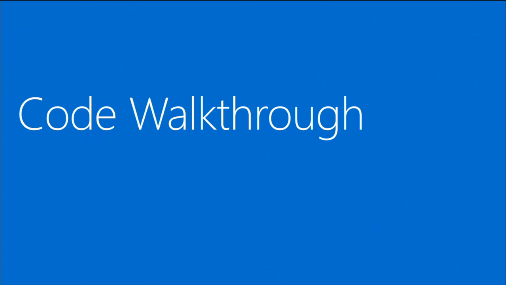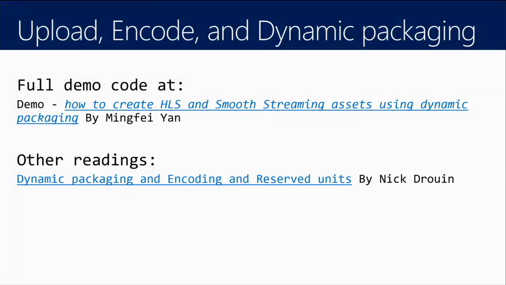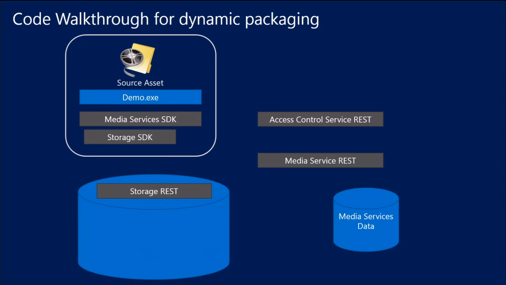Let's do a code walkthrough before I open Visual Studio, because there's going to be a lot of code. I publish my code demo on the blog as well, so you can check it out later. For the code demo, we are going to upload a video from the desktop, encode it, and package it to serve it out using dynamic packaging. So you're going to build a little video application called demo.exe, and we have a video file sitting on the desktop. This demo.exe utilizes the Media Services SDK, and the Media Services SDK will use the Storage SDK.